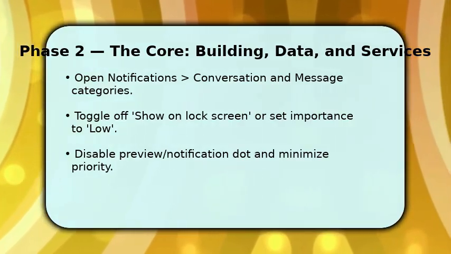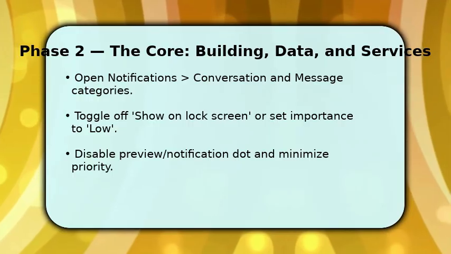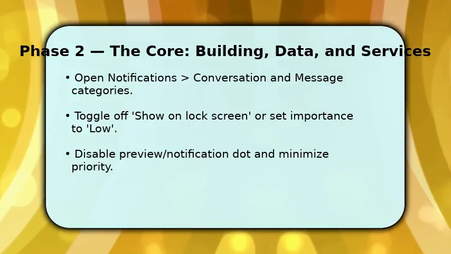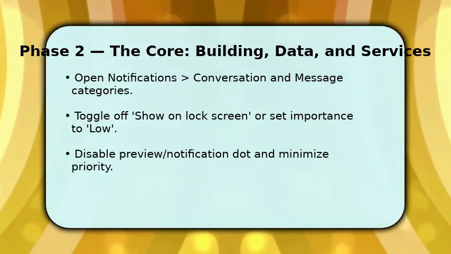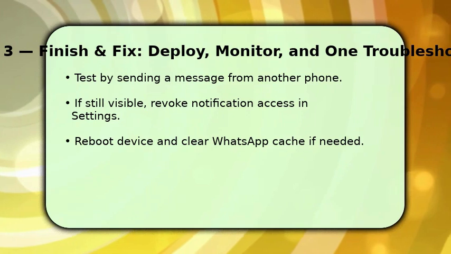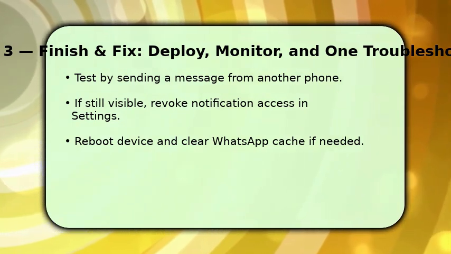Make sure to turn off notification dots if you want no app badge and confirm changes. Otherwise, Android may revert to default priorities after an update. Finally, test your changes. Have someone send you a message and watch the home screen.